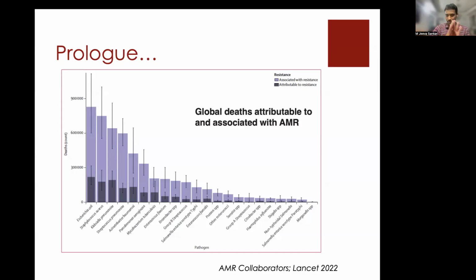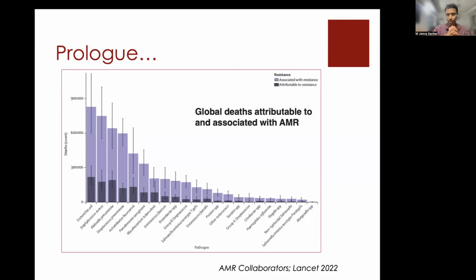So here, these are not newborn deaths. These are any age group: newborns, children, adults, and so on. If you look at this graph, on the x-axis we have different organisms: E. coli, Staph aureus, Klebsiella, Strep pneumonia, and so on. On the y-axis, we have the number of deaths. It's a component bar chart, so there are two bars within a bar, and the light colored one is associated with AMR.